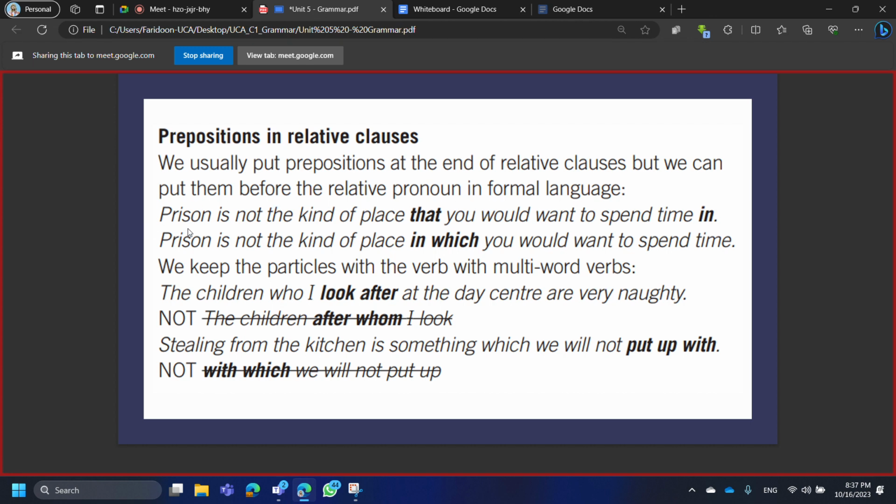For example, prison is not the kind of place that you would want to spend time in. If you want to bring the preposition up here, you also have to change that to which. For example, prison is not the kind of place in which you would want to spend time. As you can see, we're taking the preposition directly and putting it all the way before the relative pronoun.